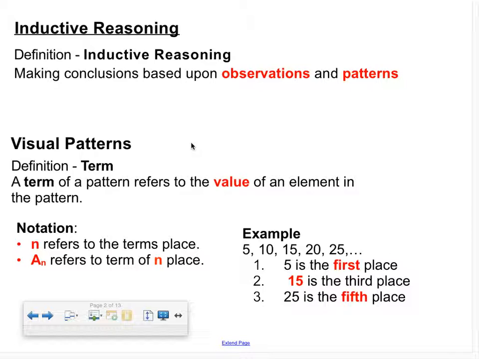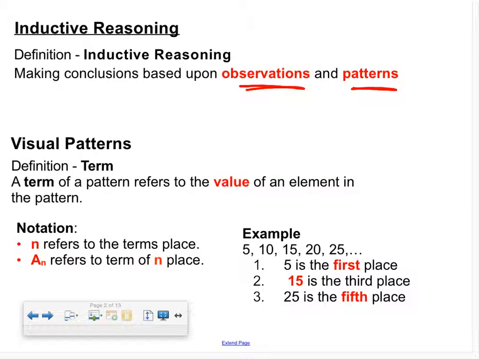Okay, so today's lesson is inductive reasoning. We have the definition of inductive reasoning. It's making conclusions based upon observations and patterns. Oftentimes, most types of reasoning that you're going to do in many situations is inductive. We naturally pick up on patterns and try to make conclusions from them.